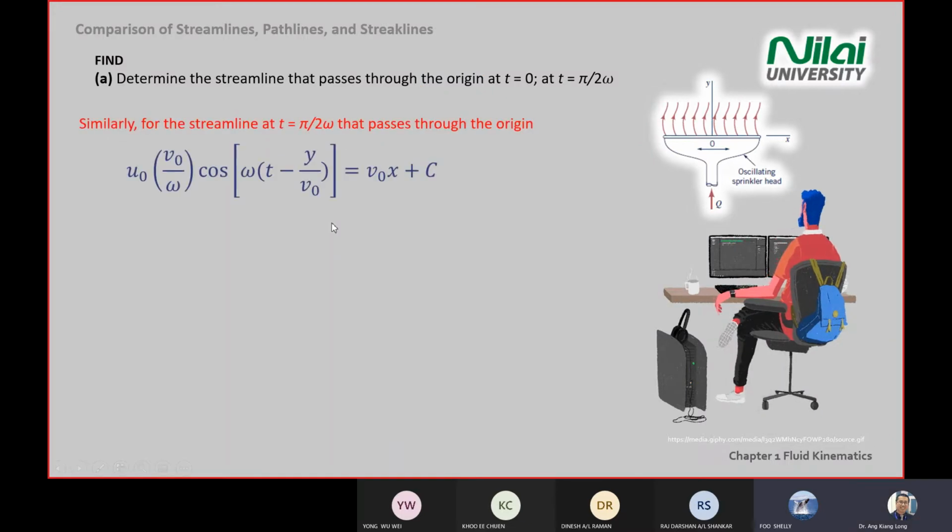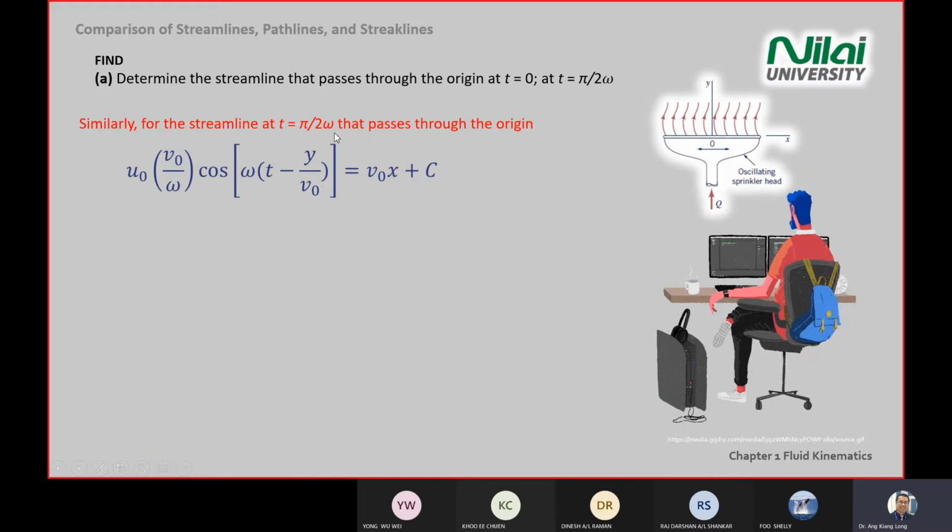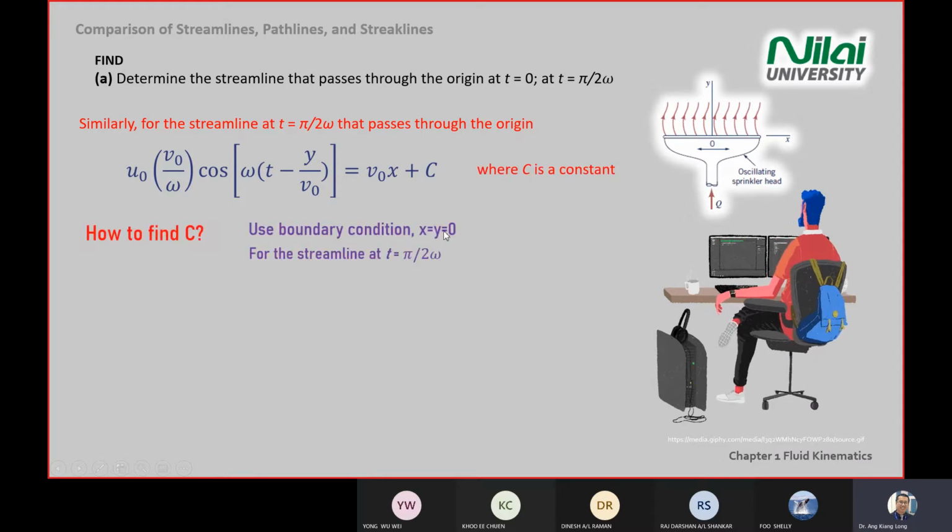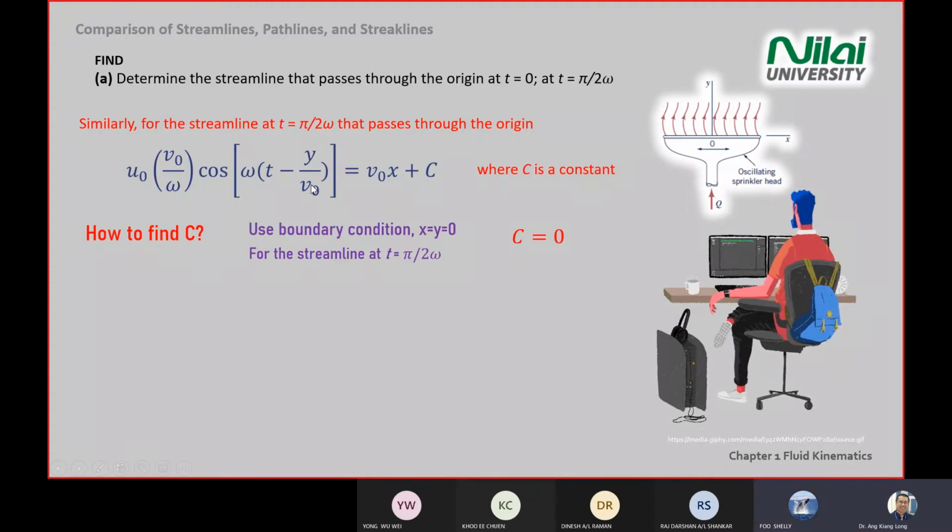Let's check whether Shirley got the correct answer. We are now looking at the second case where t equal to pi over 2 omega, and we need to find the C. Again, substitute x equal to 0, y equal to 0, and substitute pi over 2 omega inside there. Usually for this kind of question, your C is 0. Actually, the answer is 0. I got two answers because if I change to radian, C will become 0.